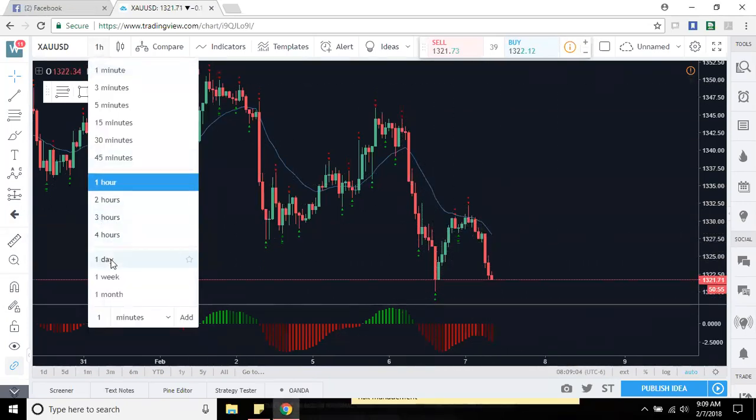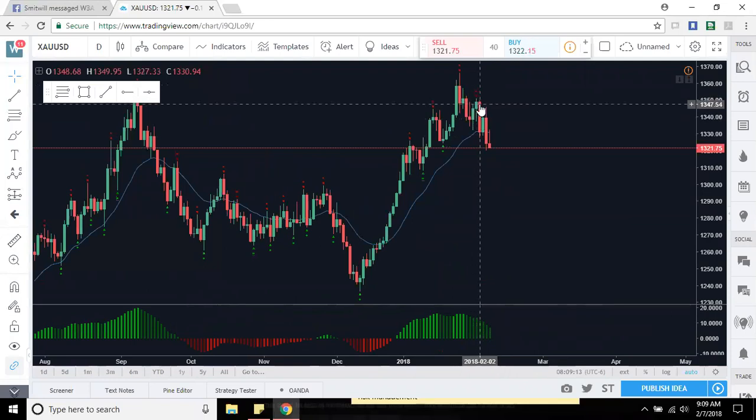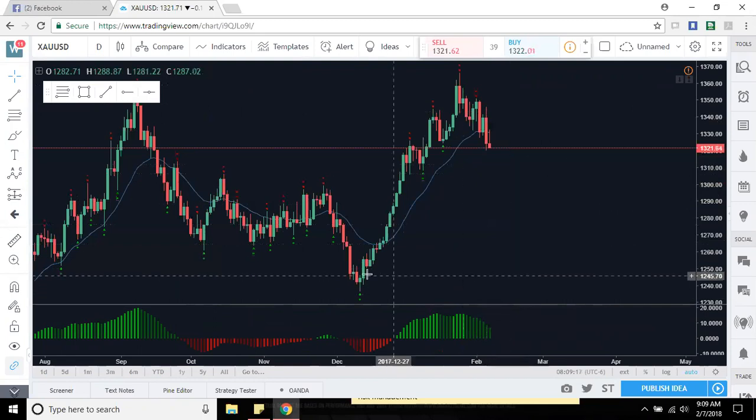Now let's take a look at the daily chart. I always start from the daily chart. I've got gold dropping. Yeah, gold's definitely going to drop. Now here's what to expect, okay? It's not just going to do a line drive drop all the way to this low.